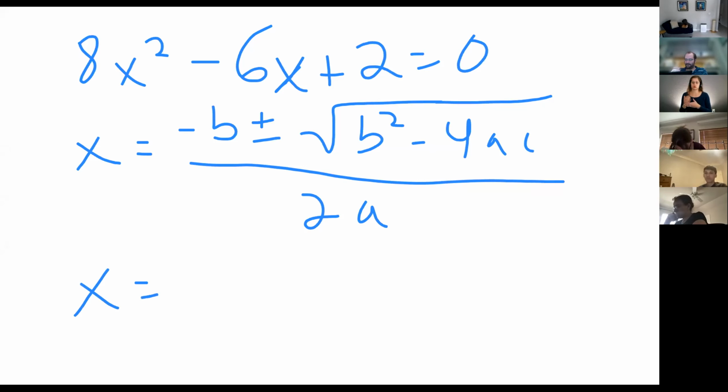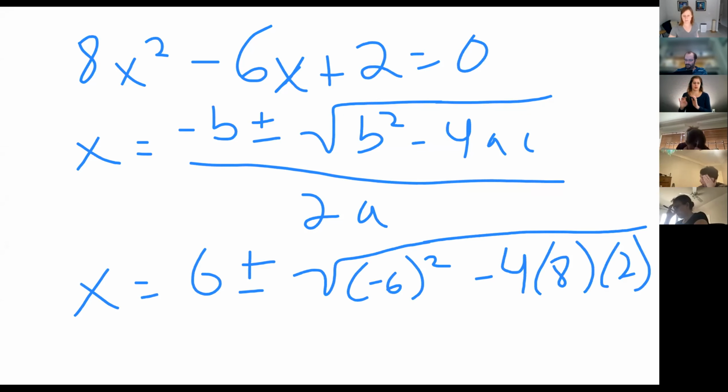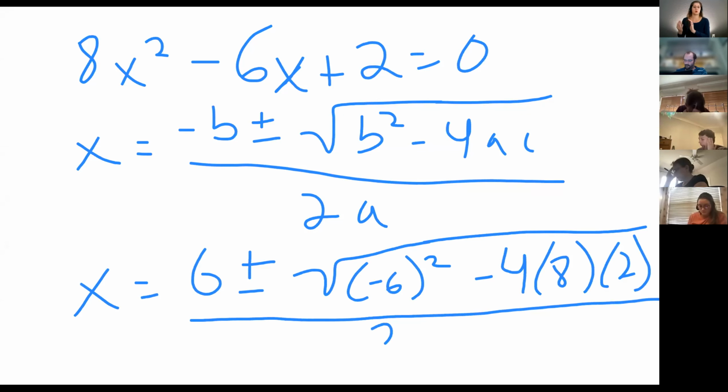So I got 6 plus or minus the square root of negative 6 squared minus 4 times 8 times, and then 2 times 2 over 2 times 8. And that'll equal 32 times negative, 32 times 2 is negative 64. It'll be 36 minus negative 64. So that'll make it plus 64.